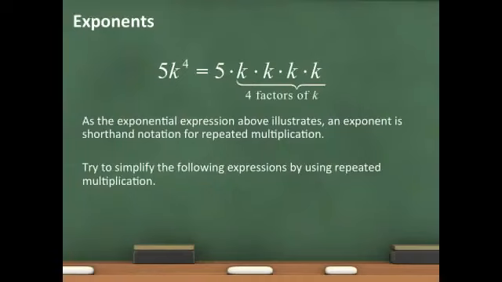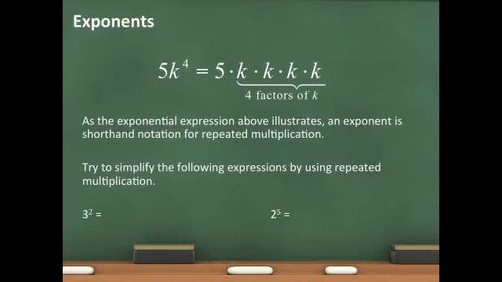As the exponential expression above illustrates, an exponent is shorthand notation for repeated multiplication. Try to simplify the following expressions by using repeated multiplication. 5k to the fourth power is equal to 5 times k times k times k times k. In 5k to the fourth, there are 4 factors of k.